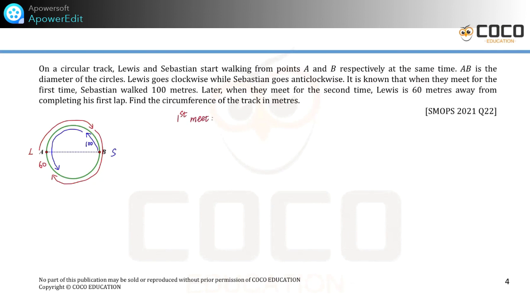First time when they meet each other, they traveled half of the circumference together. Here's the distance traveled by two of them when they first meet each other. So together is half of circumference. And then we know Sebastian traveled 100 meters.